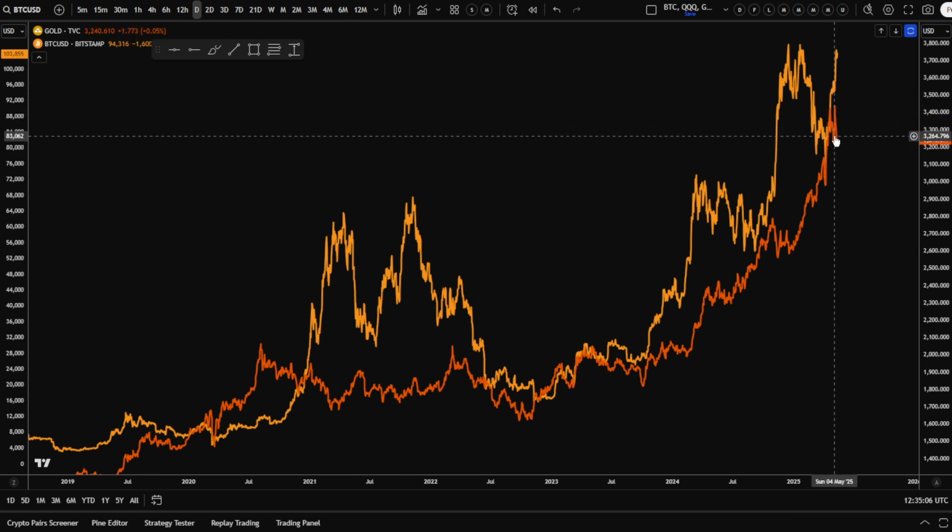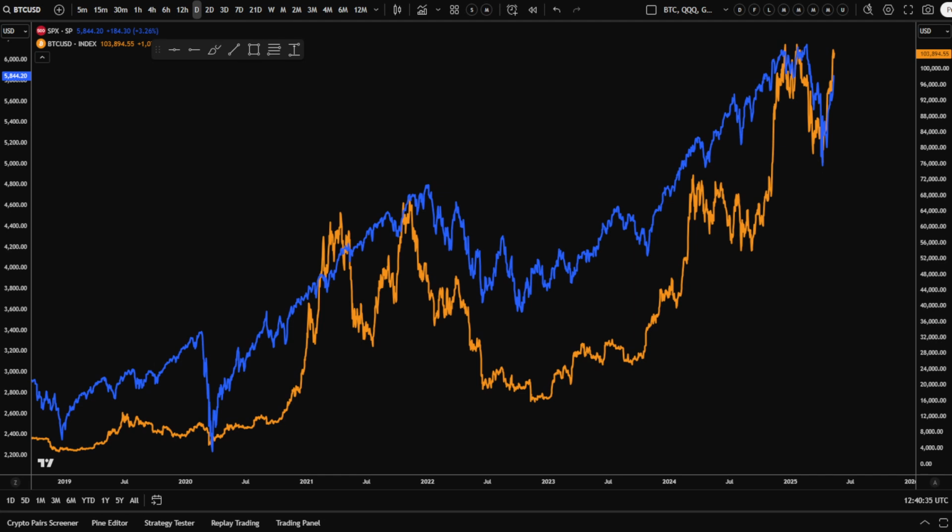Now let's look at S&P compared to Bitcoin. As you can see, Bitcoin is continuing to outperform, even though the S&P is starting to catch up now finally. But we're still nowhere near the highs, while Bitcoin is very close to the highs over here. Let's hope that Bitcoin continues to be a leading indicator over here.